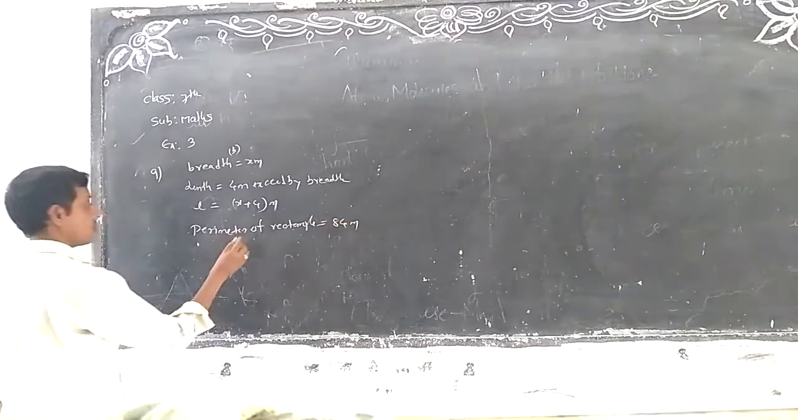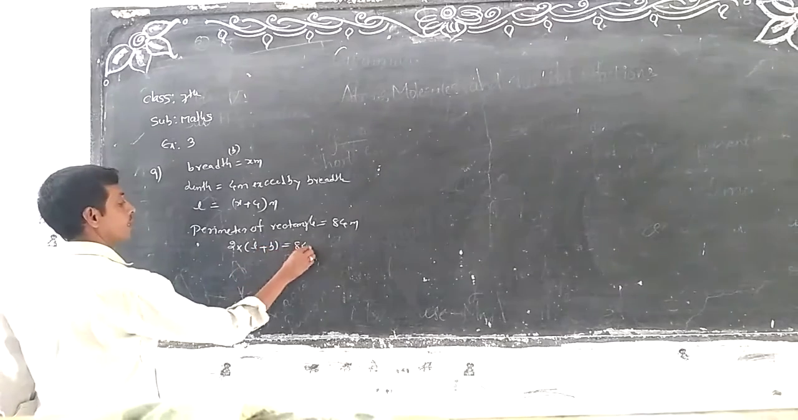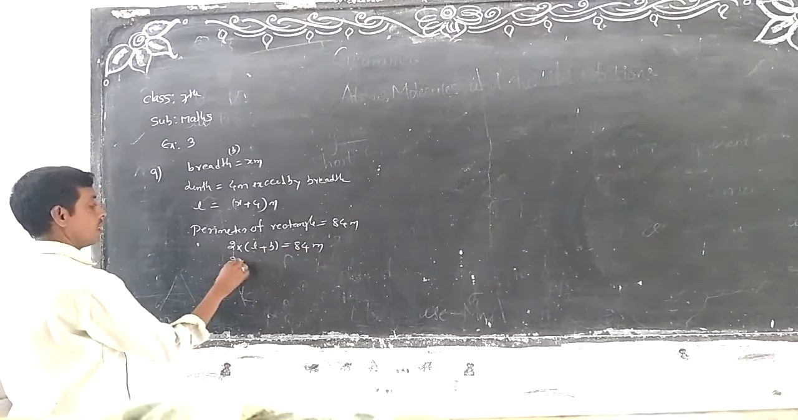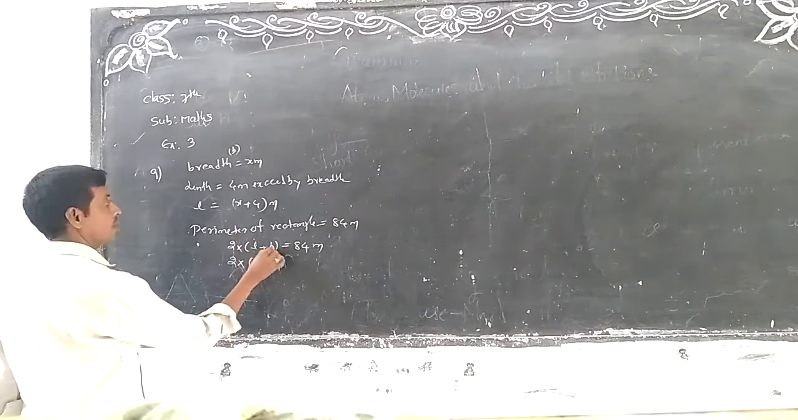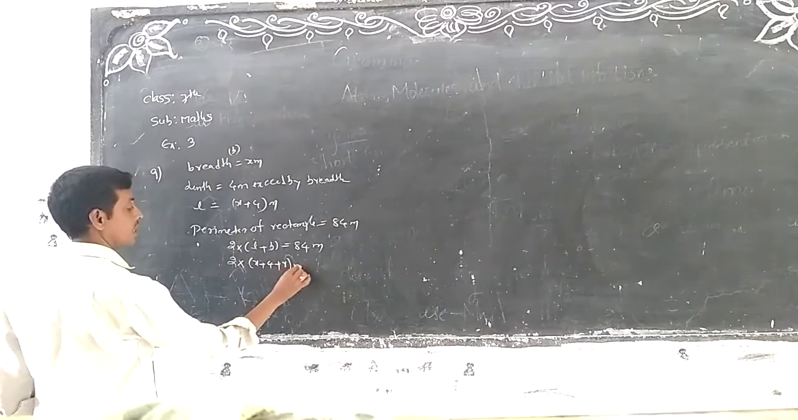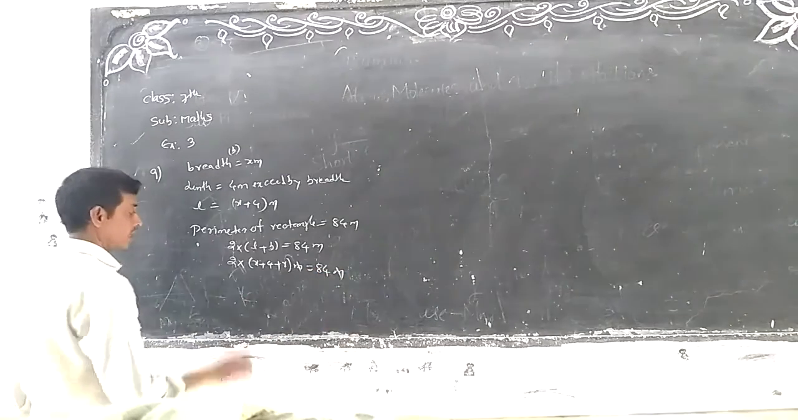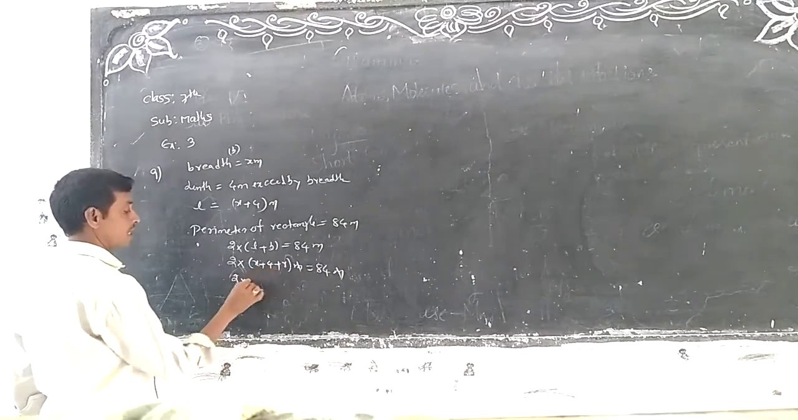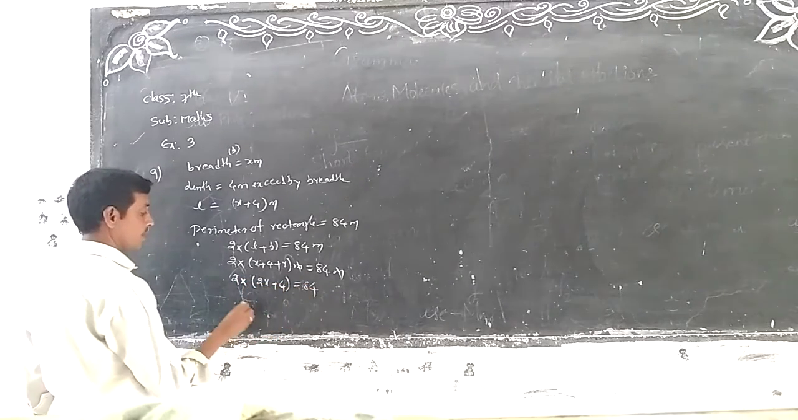84 meters. What is the formula for perimeter? 2 into (L plus B) is equal to 84 meters. So, L means x plus 4. B means x meters. So, 2 into (x plus 4 plus x) is equal to 84 meters. Meters get cancelled. 2 into (2x plus 4) is equal to 84.